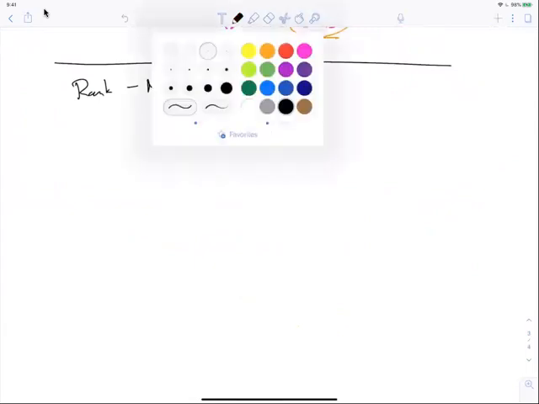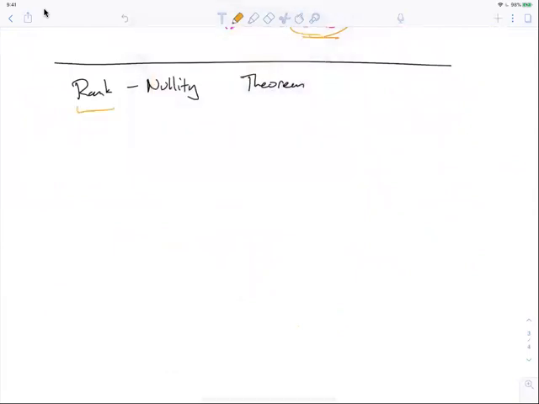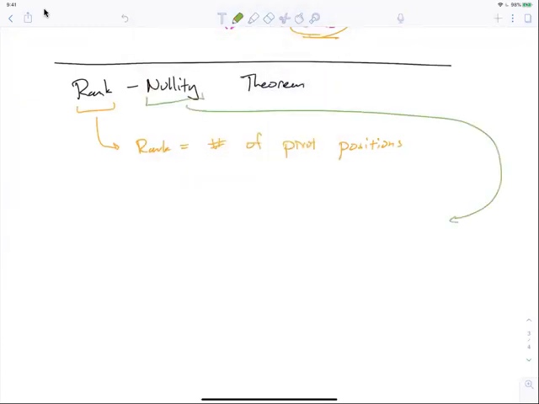And this may seem like a weird combination of words. Just a reminder, what's the rank? The rank is equal to the number of pivot positions and the nullity. We're going to kind of do this from a backwards perspective. This is actually the dimension of the kernel of a matrix. That's what the nullity means. This is the dimension of the kernel. This just means the dimension of the kernel of A.